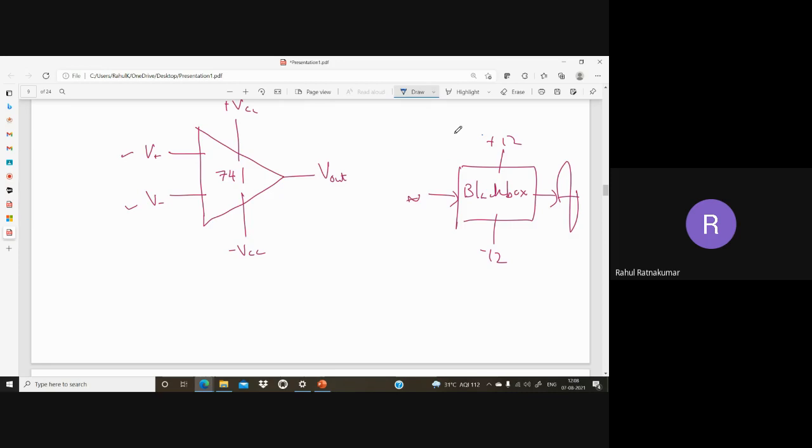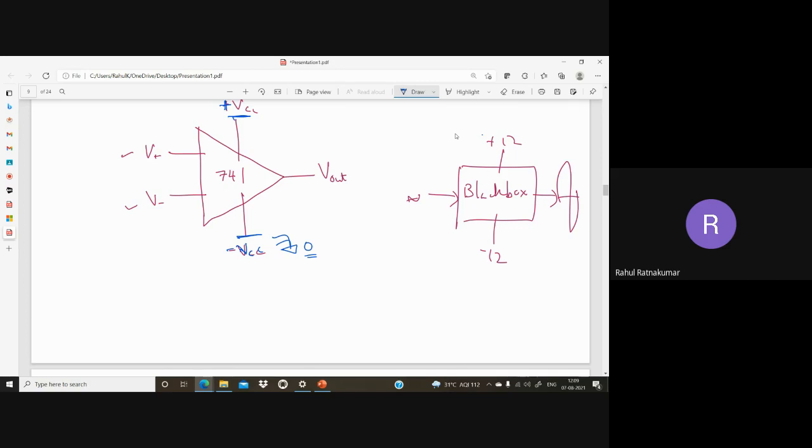What is plus VCC? It's just a positive supply voltage, plus 5 volt, plus 15 volt. This is the negative supply voltage, minus. There's an option: sometimes it can be zero, it can be grounded also, no problem. It still works.